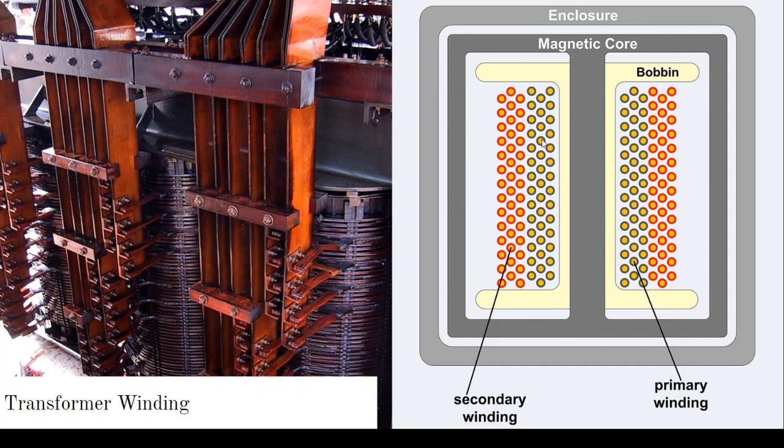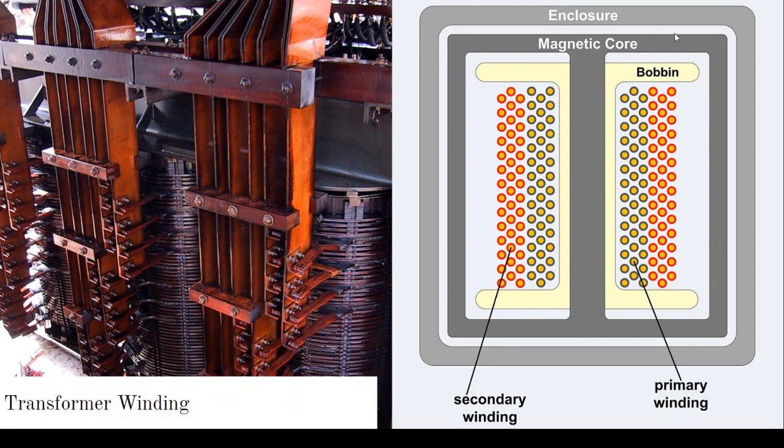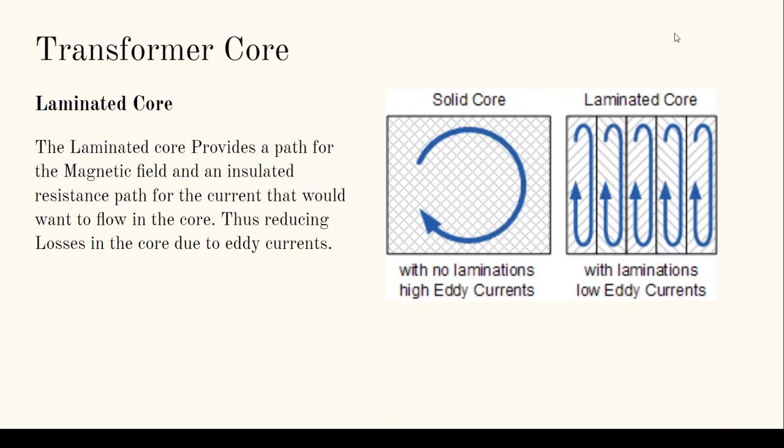So you could have your primary on the inside, secondary on the outside, where you have a bobbin to hold the winding in place. Then you also have your magnetic core where your flux flows through. Then you have your enclosure which has oil filled in to keep the whole structure cool. Now, talking about the transformer core, we talked about the laminates. The transformer core is made out of not a single piece of metal, it's multiple laminates, so that the flux does not have any current being induced into the soft iron core.